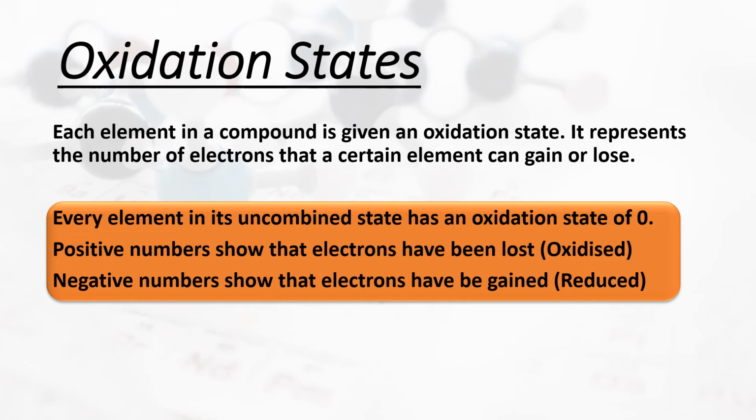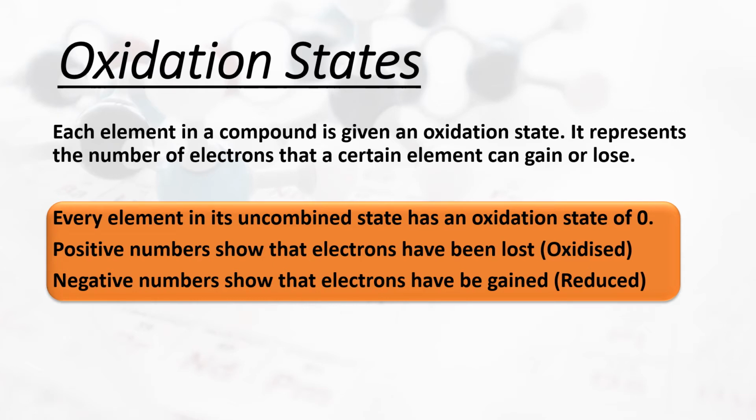So this then brings us on to oxidation states. Each element in a compound will be given an oxidation state. Essentially it's a very theoretical thing to write down, but it represents the number of electrons that a certain element can gain or lose. And there are a few general rules for this: every element in its uncombined state has an oxidation state of 0. What I mean by that is when we have an element just on its own, for example copper on its own, or aluminium on its own, that will always have an oxidation state of 0.